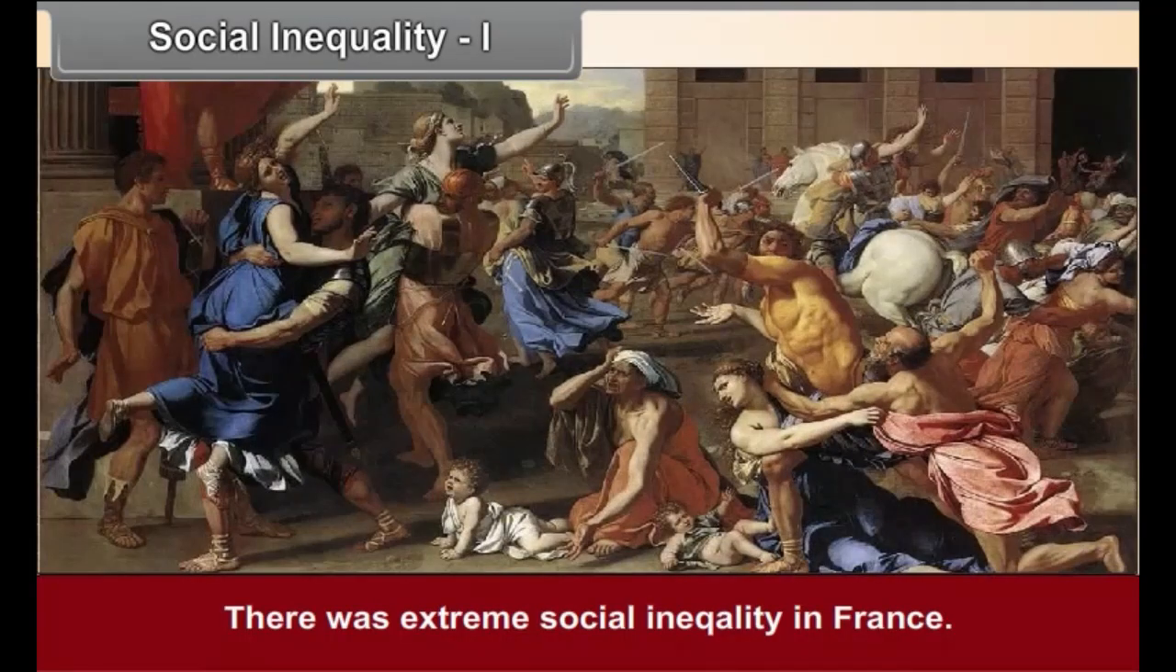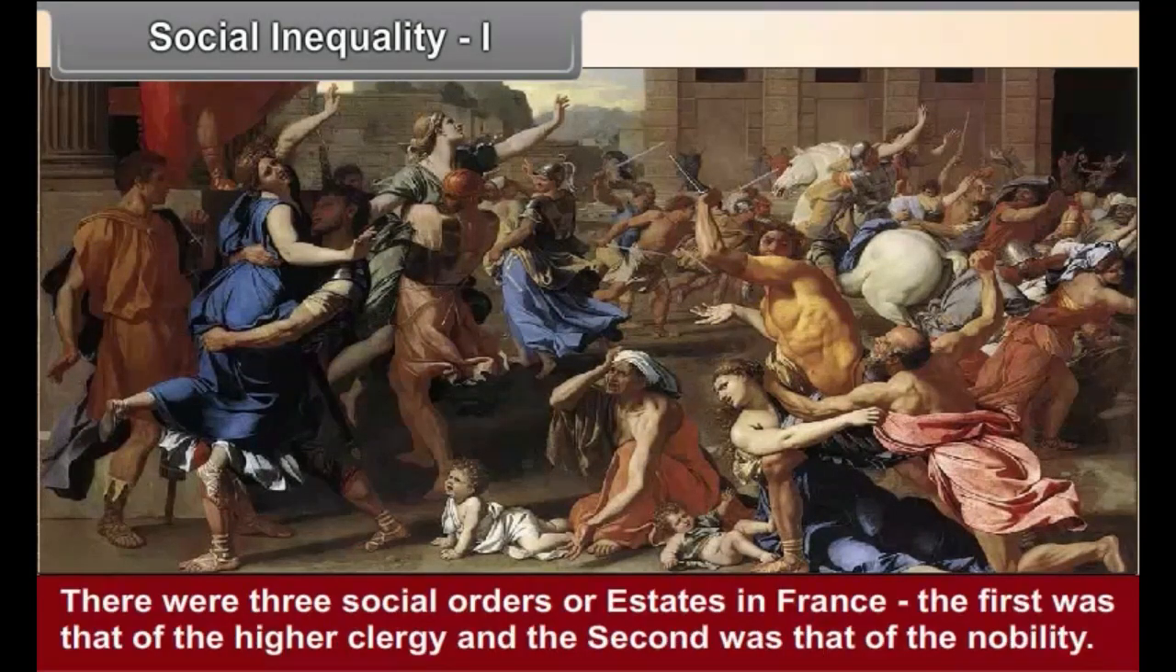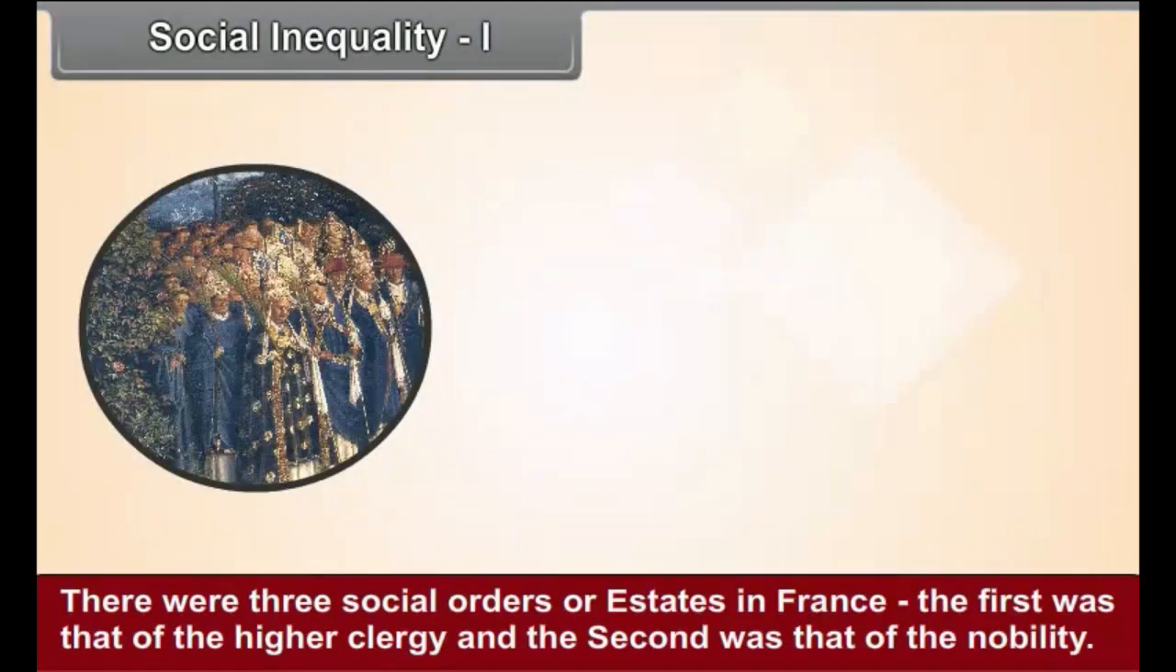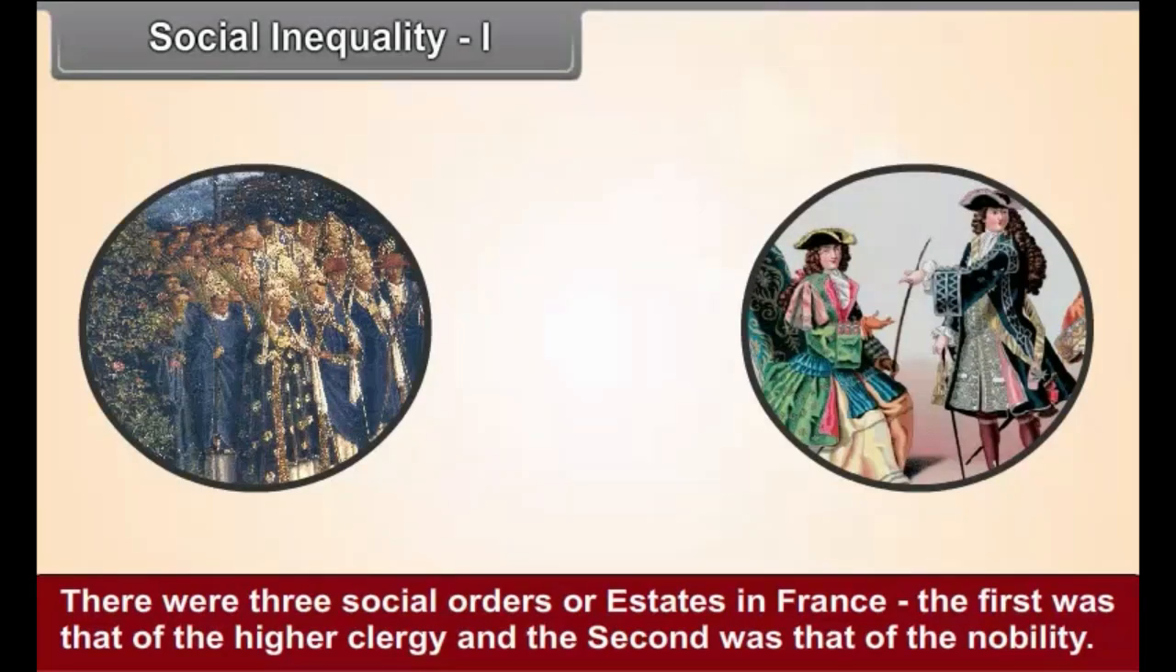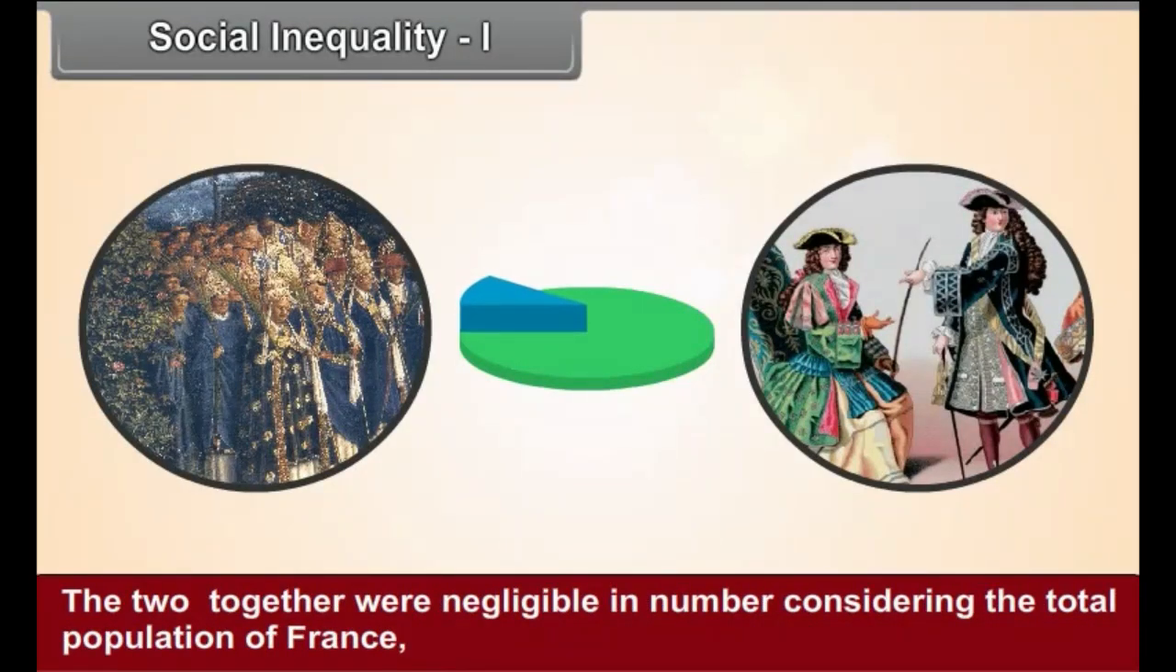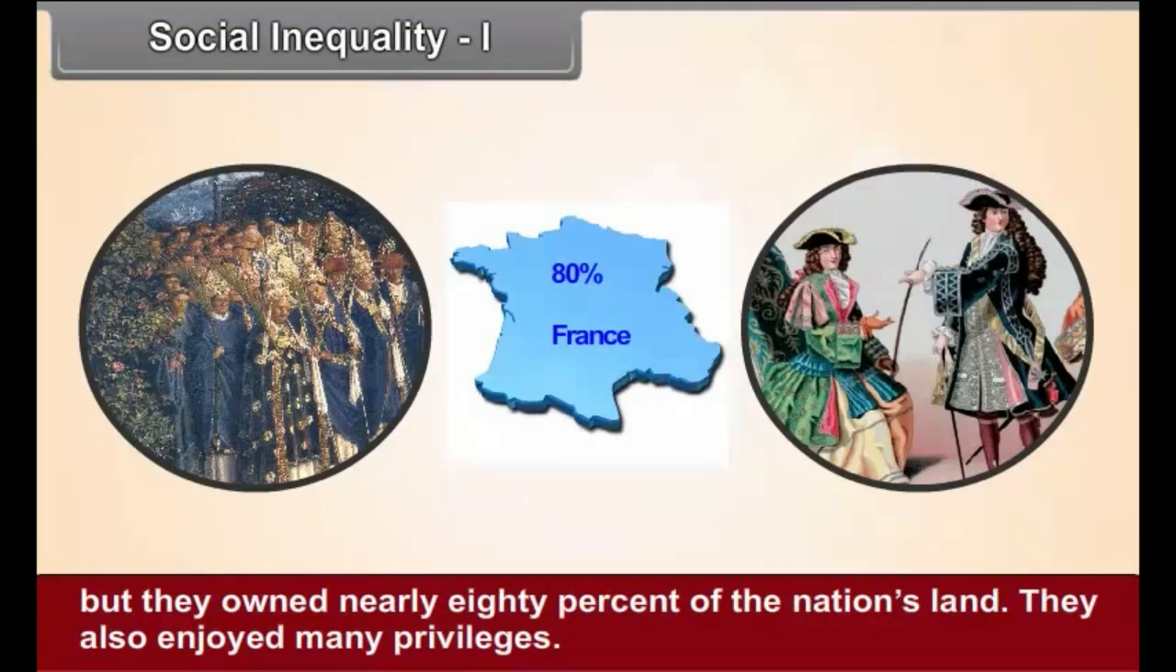Social inequality. There was extreme social inequality in France. There were three social orders or estates in France. The first was that of the higher clergy and the second was that of the nobility. The two together were negligible in number considering the total population of France, but they owned nearly 80% of the nation's land. They also enjoyed many privileges.